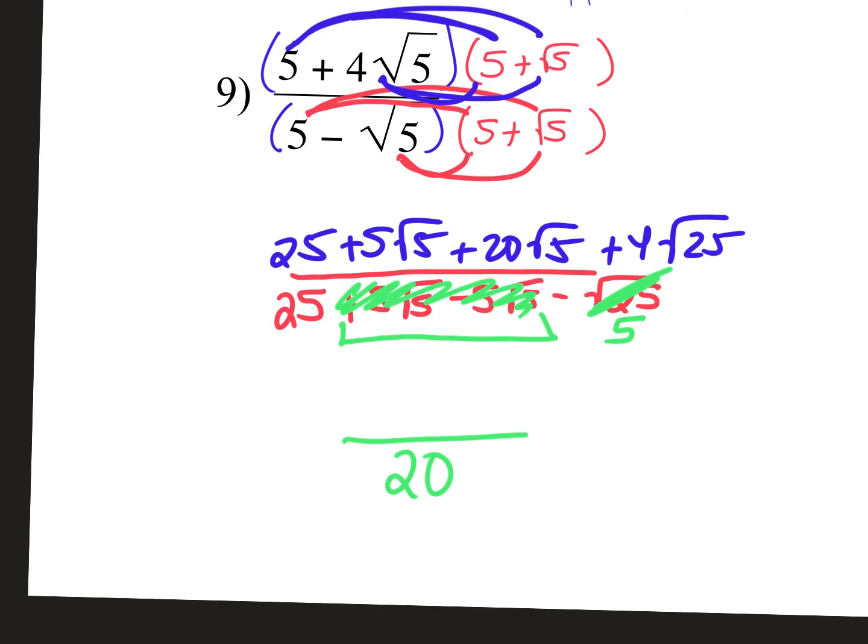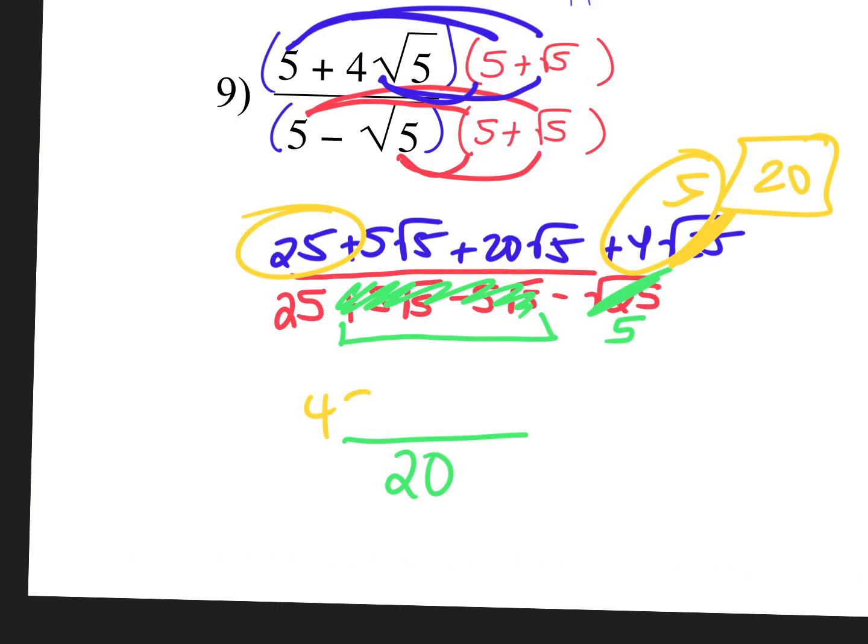So now let's see what we can simplify. Over here at the end, what is the square root of 25? 5. So what do I do with these two numbers? Multiply. So I can now add 20 and 25 and get 45. And then I look here. I have 5 square roots of 5, and then I have 20 square roots of 5. So how many total do I have? 25. Good. Square root of 5.